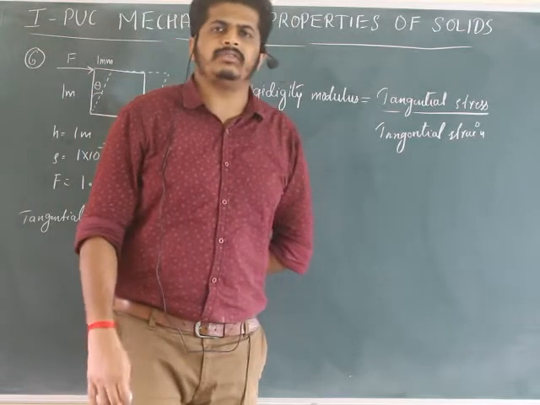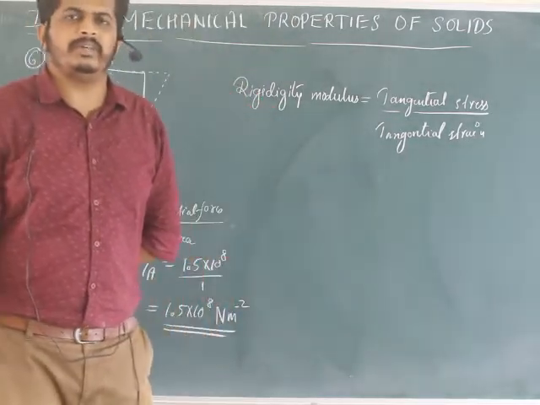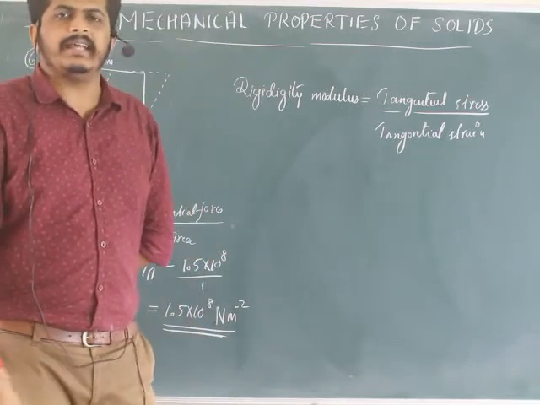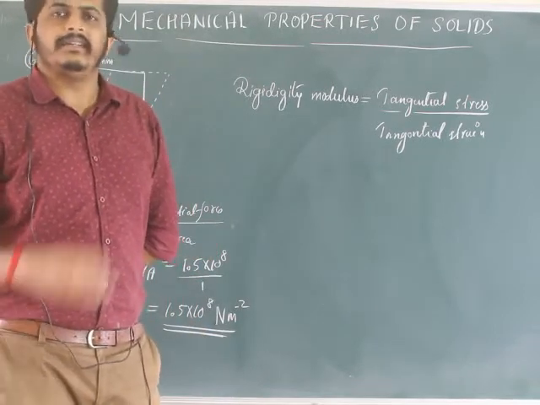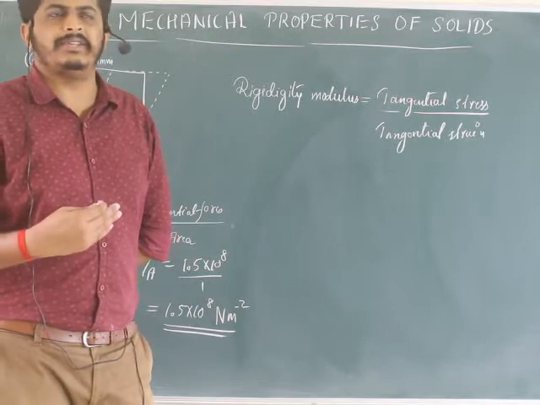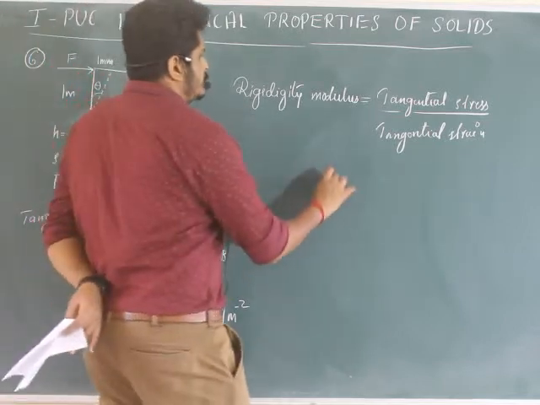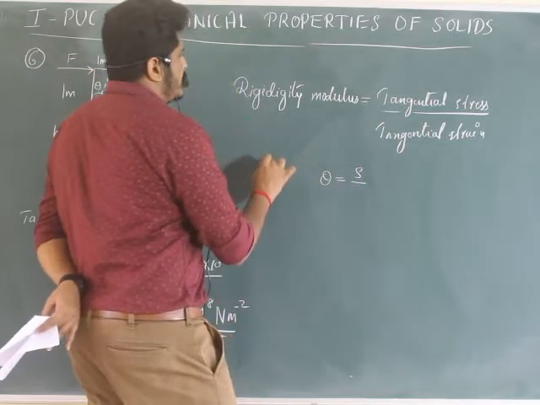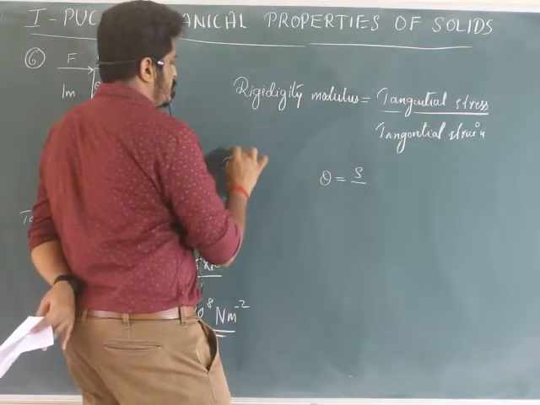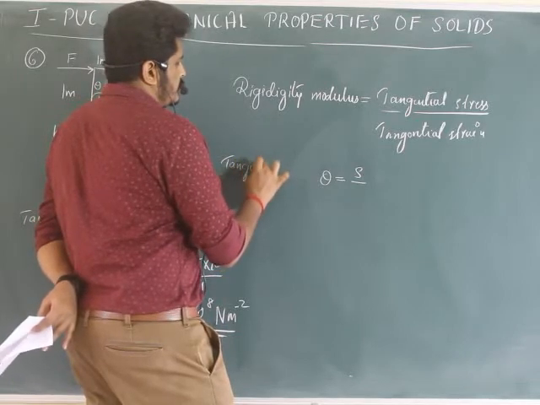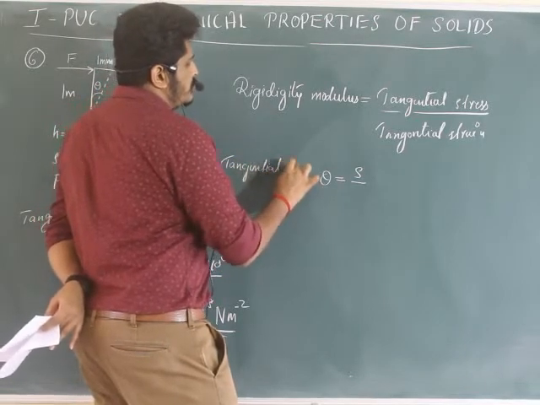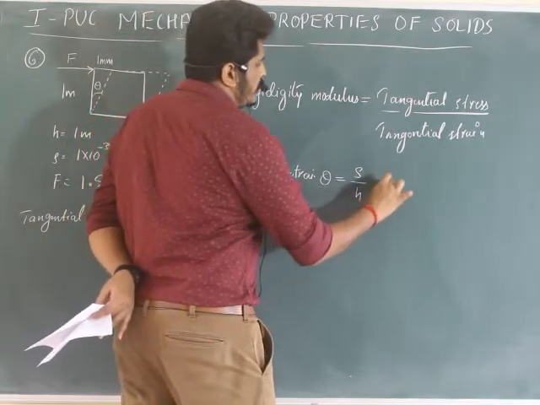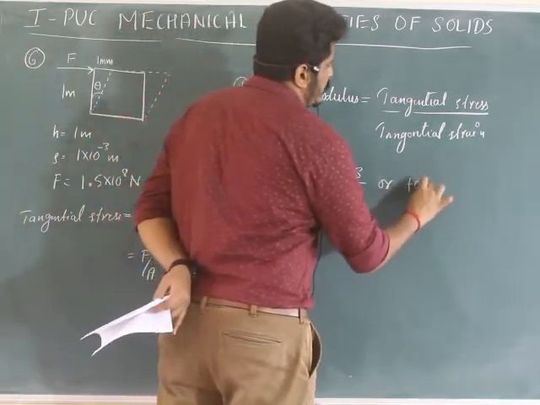Whereas tangential or shearing strain means we just think about how much angle it has. Yes, deformation has taken place. So you might be remembering that. So theta is equal to S divided by what? Tangential strain. You can write down tangential strain: S by H, or the same equation can be written as tan theta also.